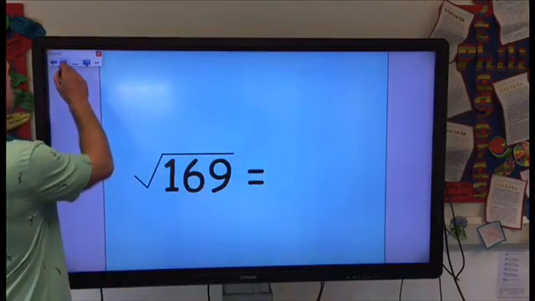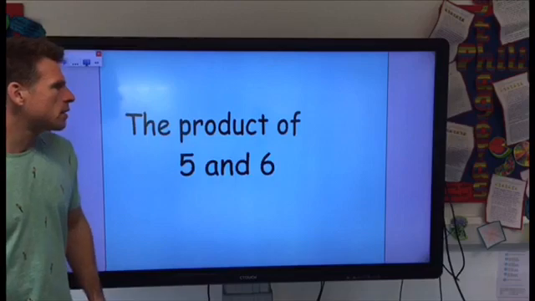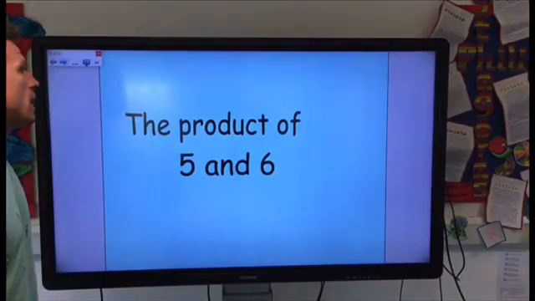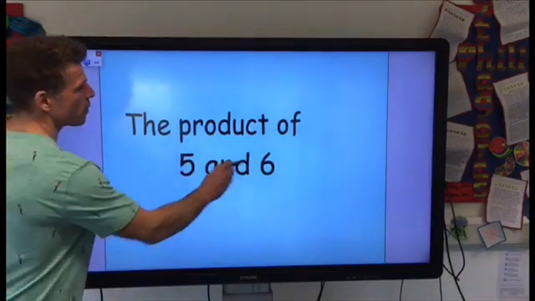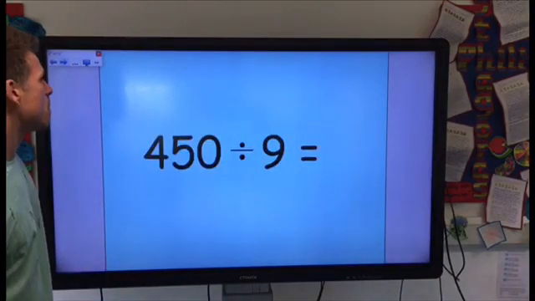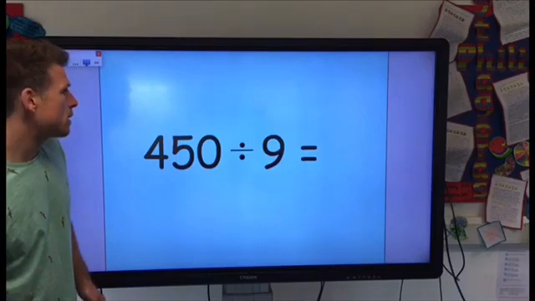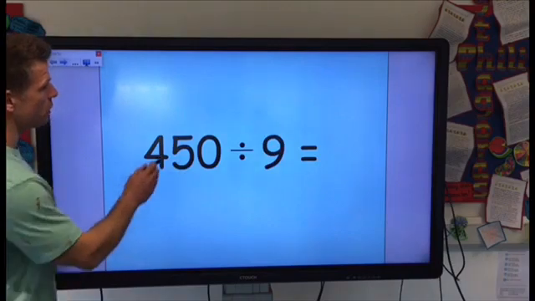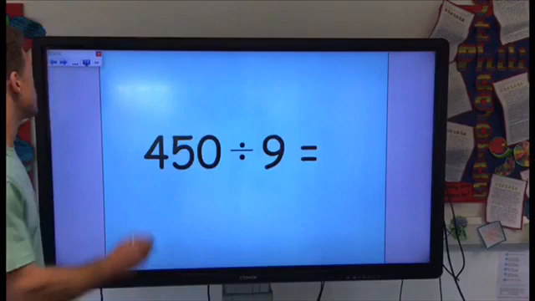Square root of 169, I believe, is 13. 13 times 13, 169. The product of 5 and 6 is 30. So if you didn't know what product is, then you probably would have struggled with that one. It means multiply. So 5 times 6 is 30. 450 divided by 9 is 50. The way I did this one in my head is I took away the 0, I did 45 divided by 9, which is 5, then popped the 0 back on to make 50.